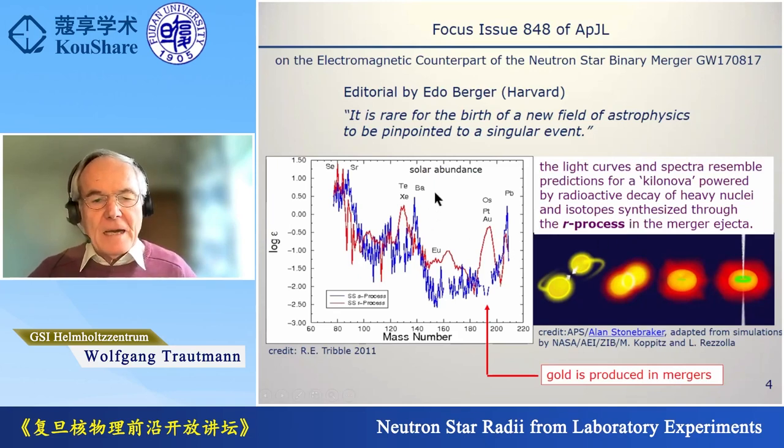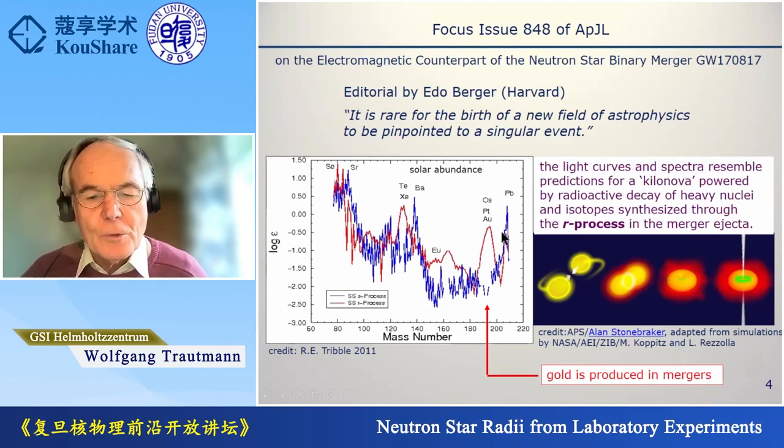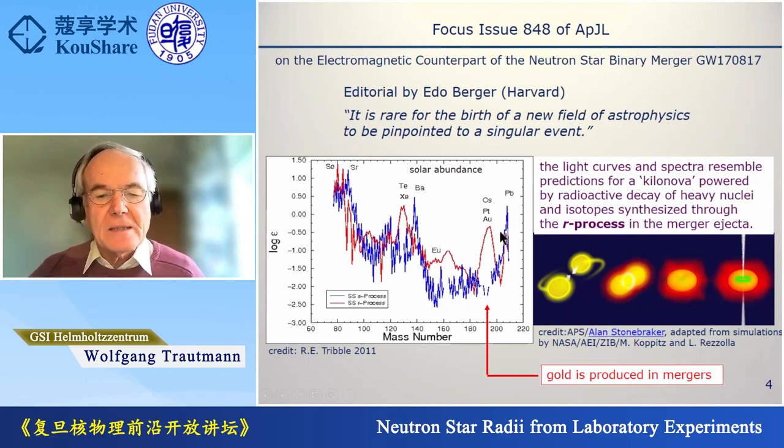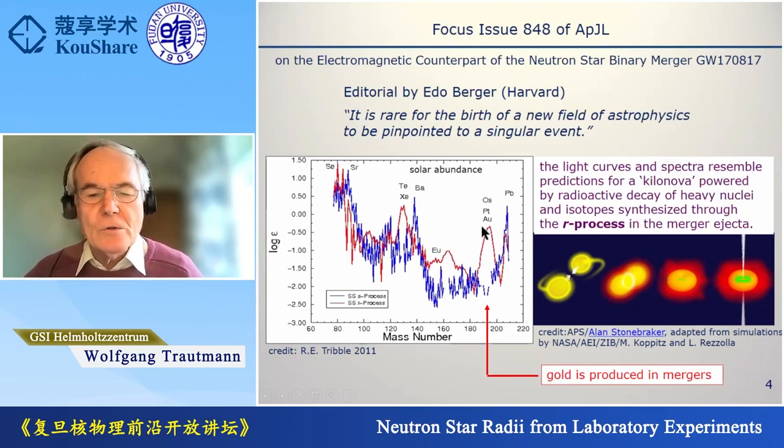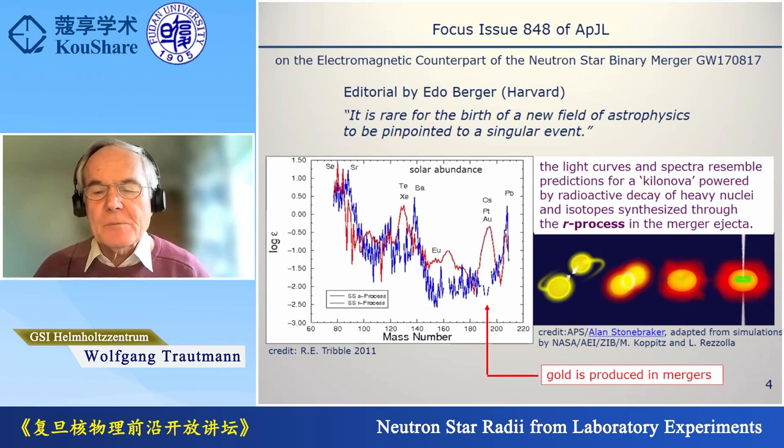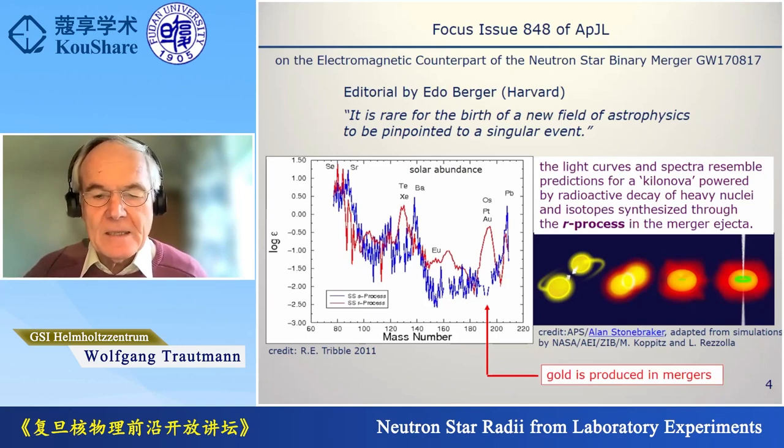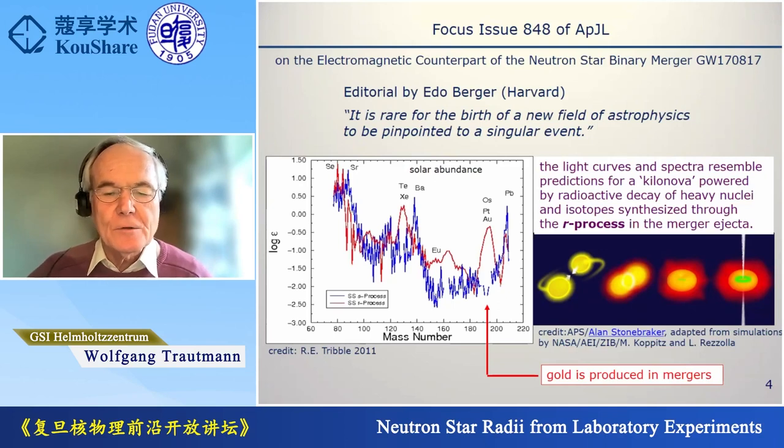And actually here we have the solar abundance, and in red here the R process contribution to the solar abundance. This peak here around gold nuclei, for example, is known to be generated by the R process, but up to now it was not known where this R process can possibly take place. And we now know that gold is produced in mergers. And of course, this has to be modeled and better understood, and for investigations of these processes we are all after, nuclear physicists and nuclear astrophysicists.